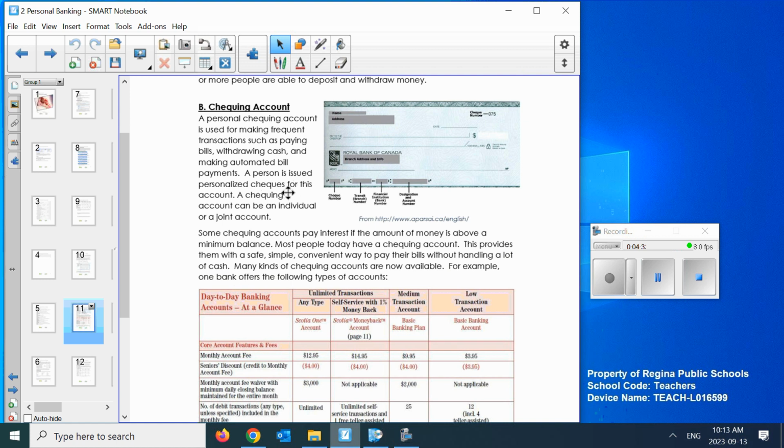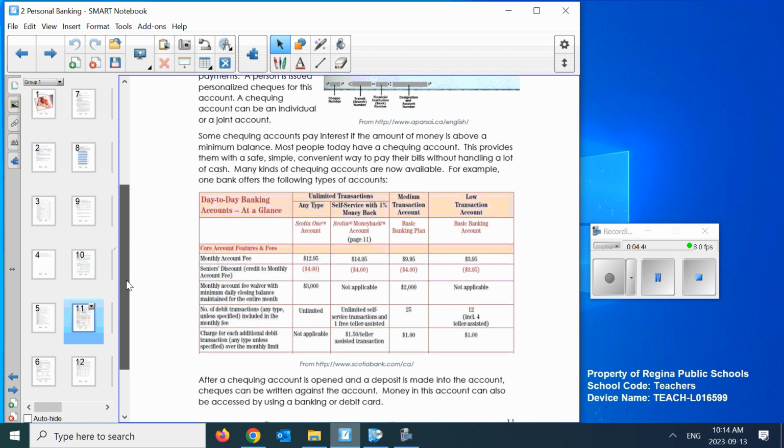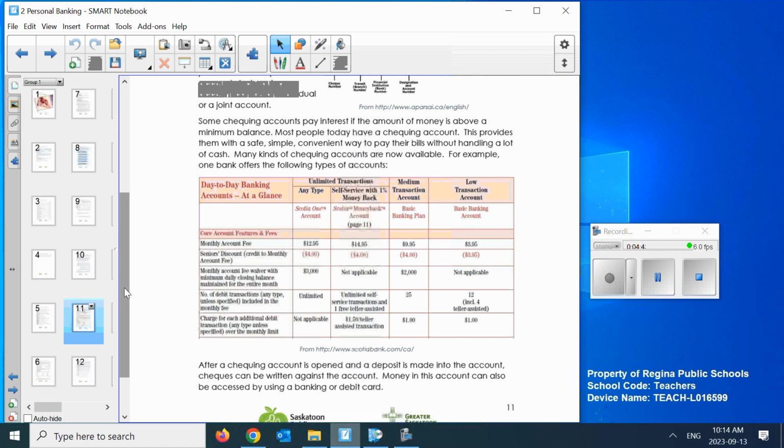You can be issued personalized checks for this account. And it can be individual. Or if you have a partner that you live with and so on, you might look into doing a joint account so that both of you can put money in there and make sure bills are paid and review things. Some checking accounts pay interest. It's usually quite a bit smaller. If the amount of money is above a minimum balance, it can happen. Most people today have checking accounts. Safe, simple way to pay your bills without handling cash. Many kinds of checking accounts are now available. Here are some examples.